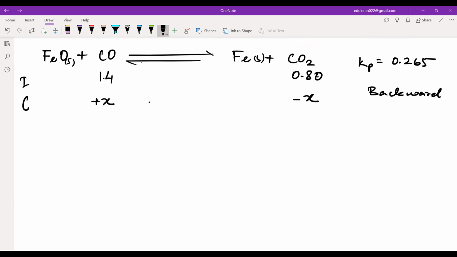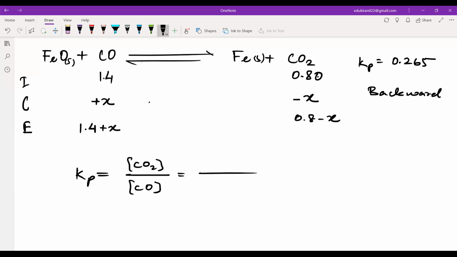Do you have any problem? No, sir. So at equilibrium, this will be 1.4 plus x, and this will be 0.8 minus x. Now you will write Kp. It is equal to the equilibrium pressure of CO2 divided by the equilibrium pressure of CO. So CO2 we have 0.8 minus x divided by 1.4 plus x. Now you can find x.